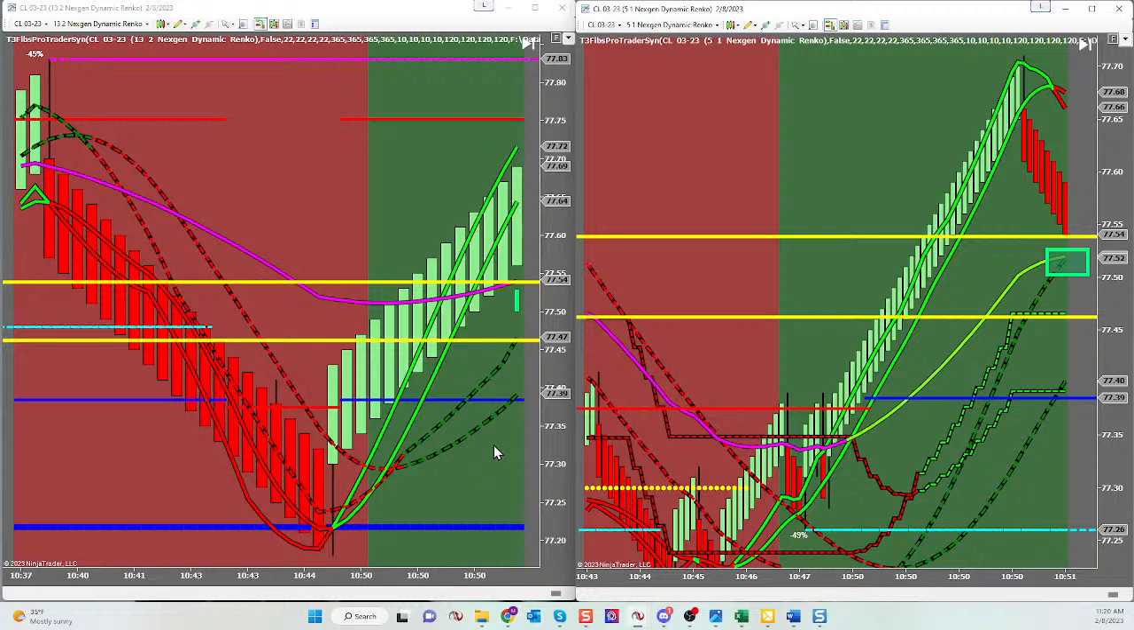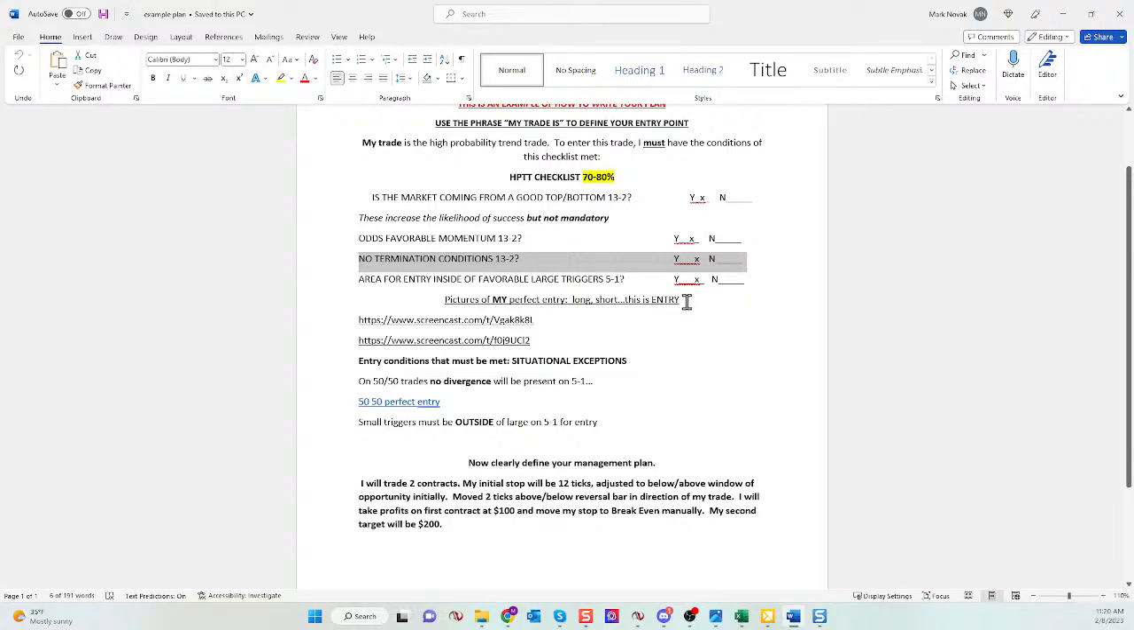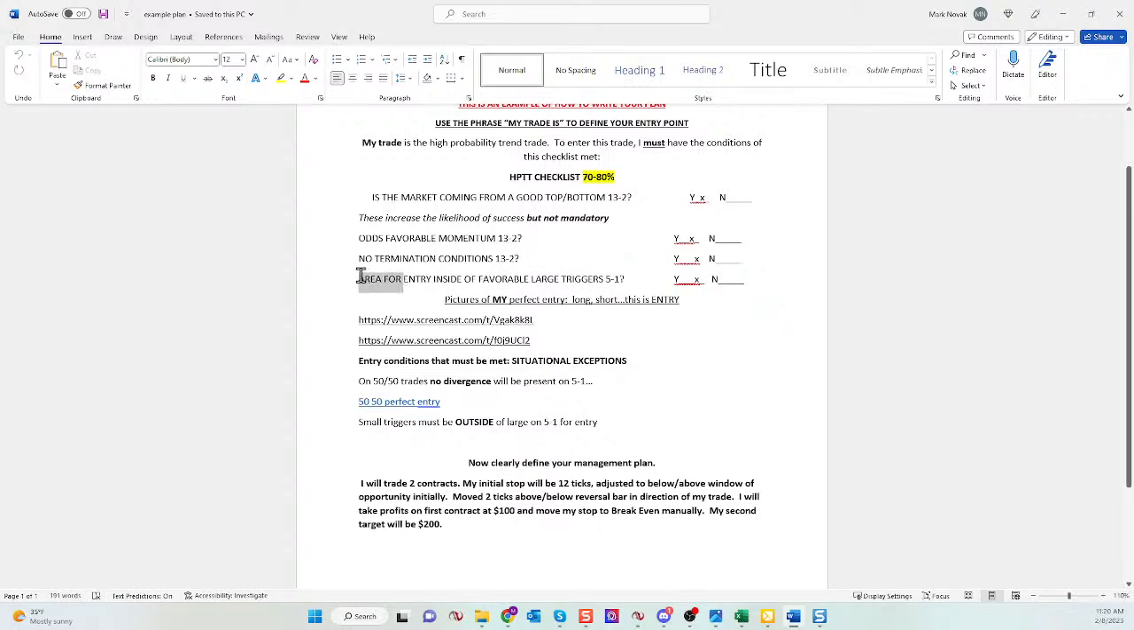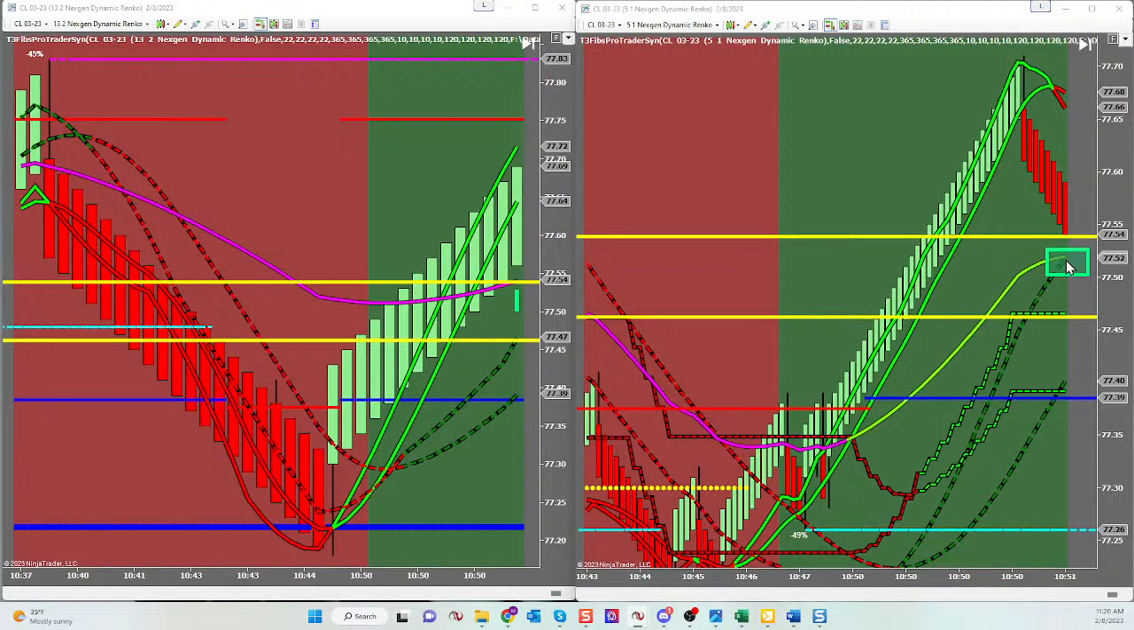Good morning, Ed. Rob, are you saying break my rules and don't take a trade at an area? Hold on. Let me check my concrete set of rules that provides me the best advantage ever. Area for entry inside of favorable large triggers. Now, if you have a plan that says entry inside of favorable large triggers, well, then maybe you'd be following rules. But mine says I have to utilize an area. And why do I use an area?